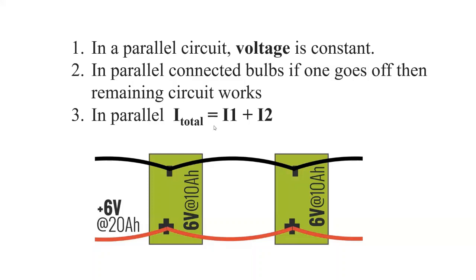When we are using this in our projects and need more flow of current, we connect both batteries in parallel connection. In this image, I have two 6-volt batteries connected in parallel, resulting in 20 ampere hour, that is 10 ampere hour plus 10 ampere hour. However, the voltage is the same.